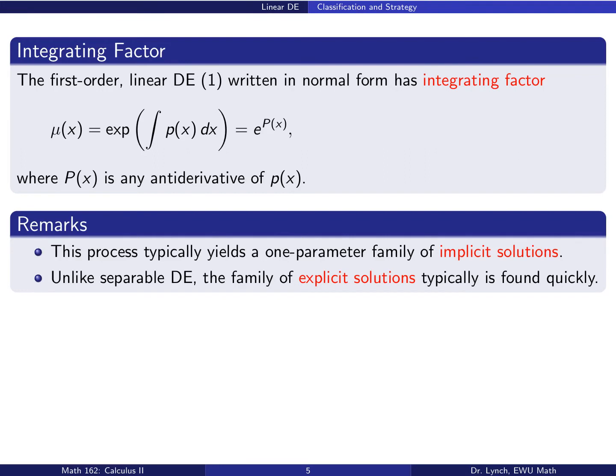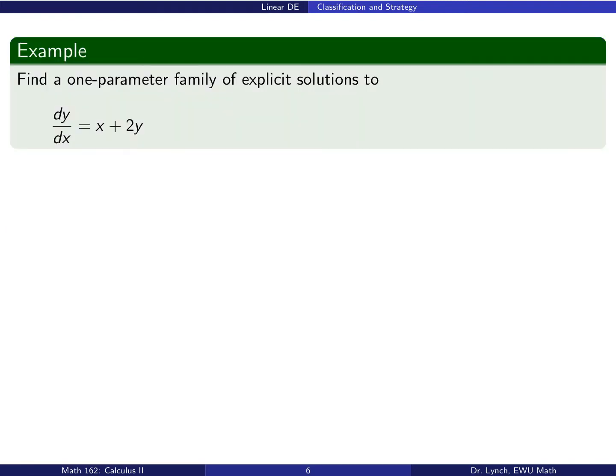Oh, by the way, a couple remarks. This process typically yields a one-parameter family of implicit solutions, but those implicit solutions, it turns out, are always a little bit easier to solve for the explicit solution, unlike our separable equations that we saw before. Okay, let's have a look at the example dy/dx equals x plus 2y.